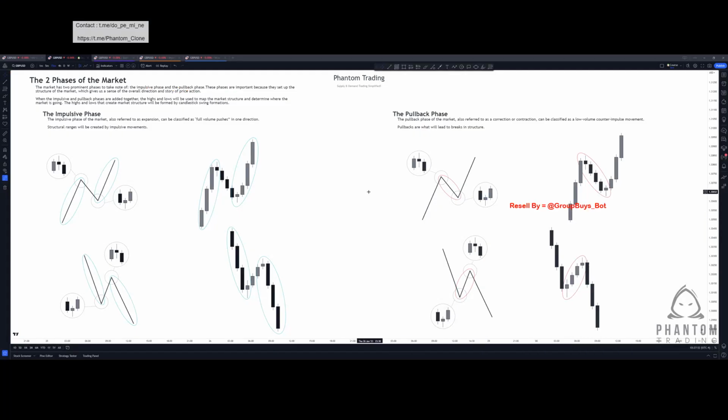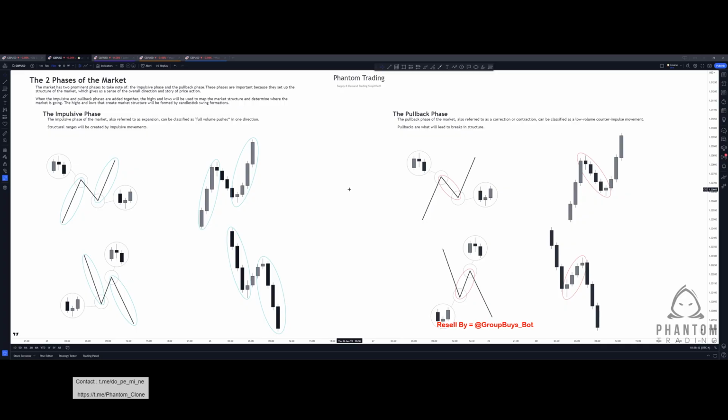In this lesson, we're going to be discussing the two phases of the market. The market really only has two prominent phases that we should be taking note of: the impulsive phase and the pullback phase. These phases are important because they set up the structure of the market, which is going to give us an overall sense of direction and story of price action that we're analyzing.